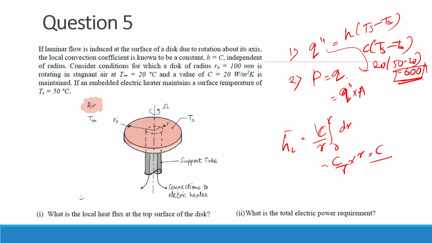Similarly, power, you can just multiply it by the area. The area for this case is pi r square, because the heat flux is occurring in this direction. So you can just multiply the 600 into pi into r naught square, and you can get the power as around 18.9 watt. So the local heat flux we calculated as 600, and the total electric power requirement is 18.9 watt.